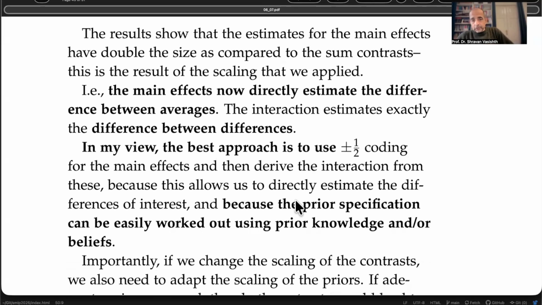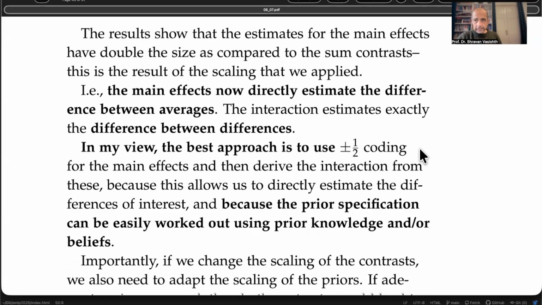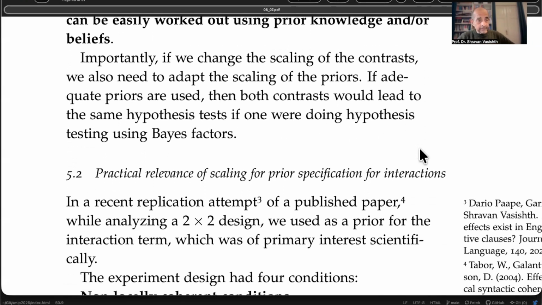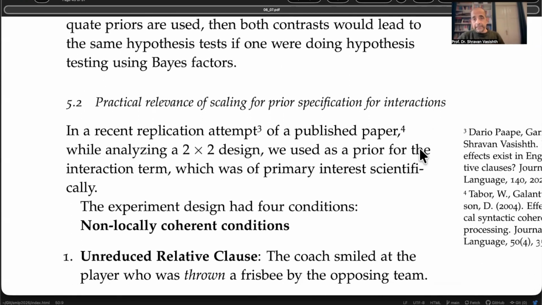So the best approach in this kind of main effects and interaction setting is to use +half, -half coding. So you should never use anything else. And that's because you can now specify a prior to reflect the actual difference of interest that you have. Okay. So there's a practical example of this.